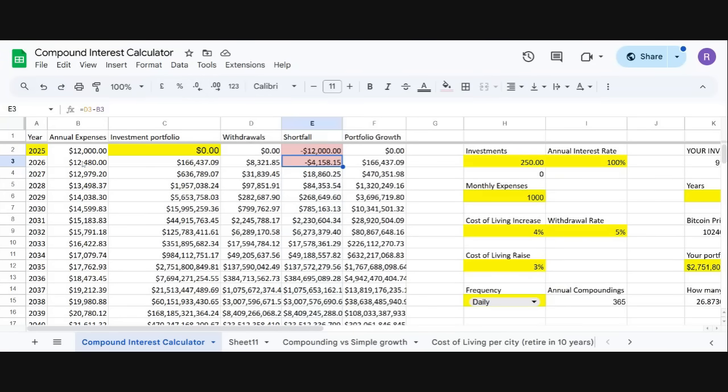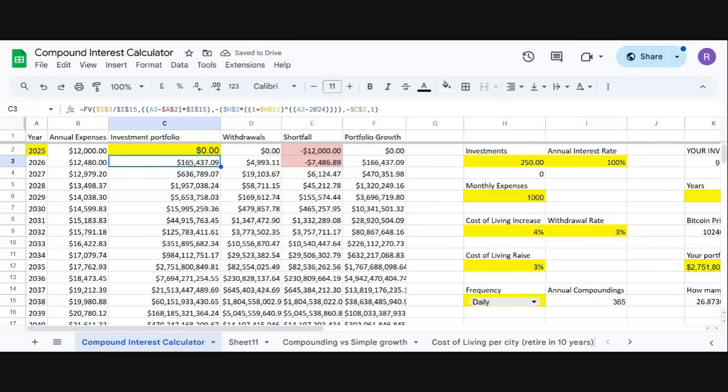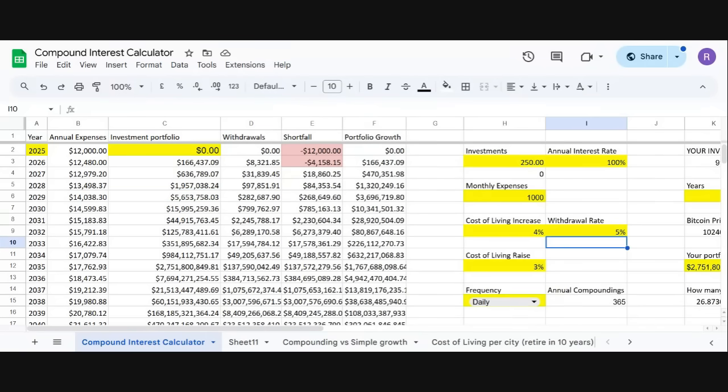The next column here is column E, the shortfall. The shortfall is just your annual expenses minus your withdrawals. You'll notice that if you lower this, let's say you go to 3%, you'll be able to withdraw a smaller amount of your portfolio, but over time, your portfolio is going to grow faster. That's not reflected on this because I don't know when you're going to start withdrawing from your portfolio, but your portfolio will grow faster if you withdraw less money, because you're not disrupting the compounding process for that money.